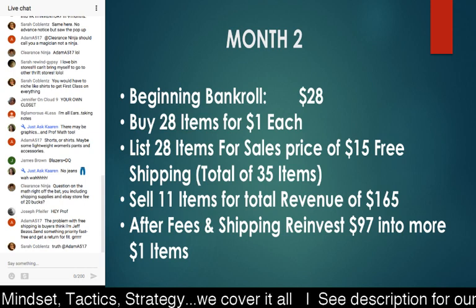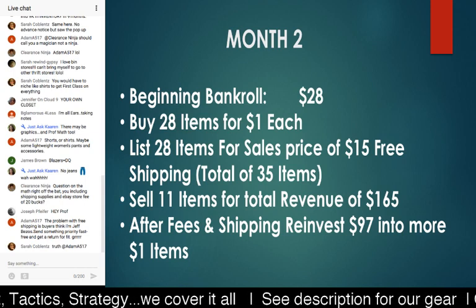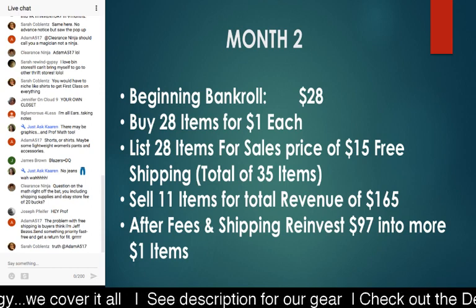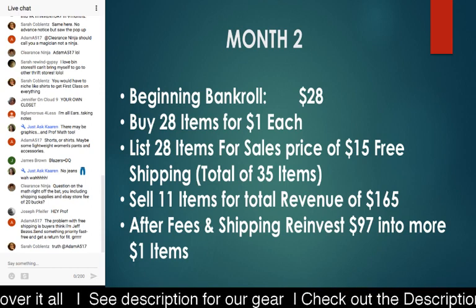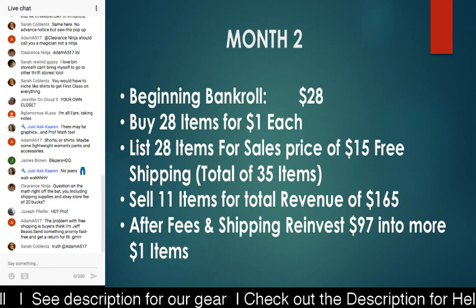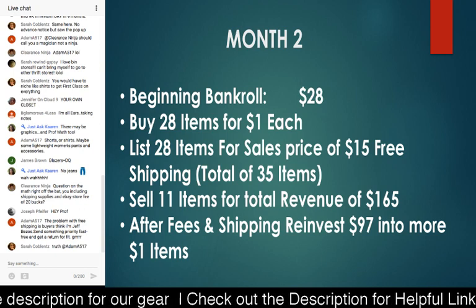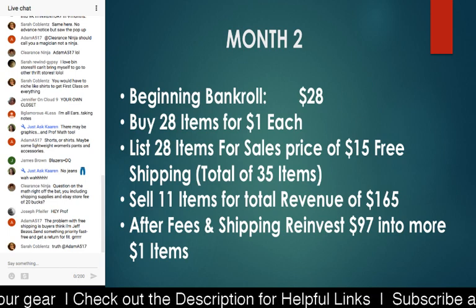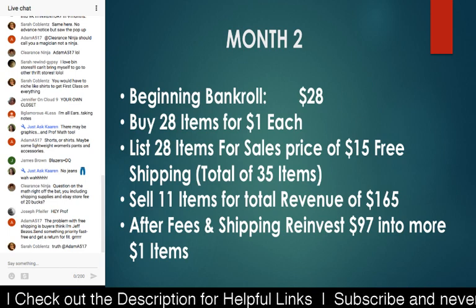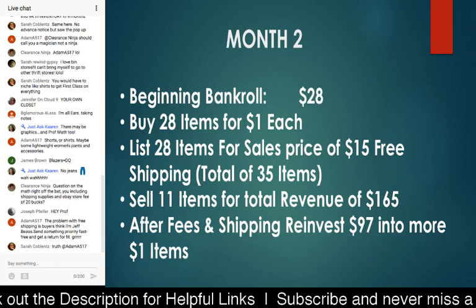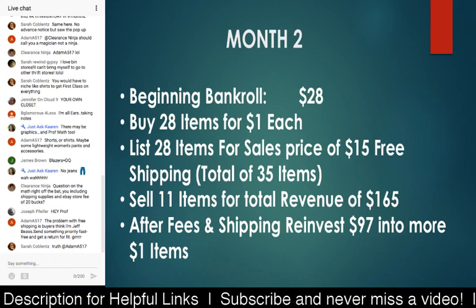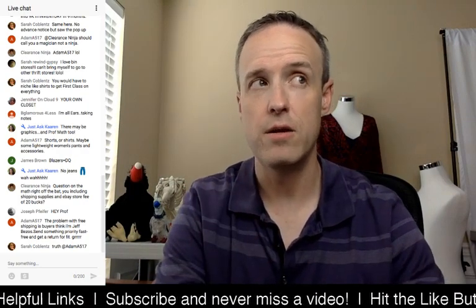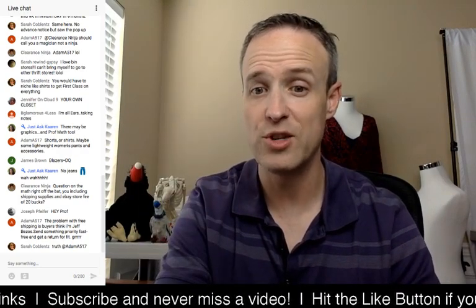You should sell around 11 of those. Now I'm rounding here, guys, on the math because it doesn't make sense to talk about fractions. But if you sell 11 of those 35, you're going to have $165 in revenue at the end of month number 2. Now, after fees and shipping costs and so on, you're going to have about 97 bucks left. All right? So now we see that after month number 2, you've started to escalate your business quite a bit.